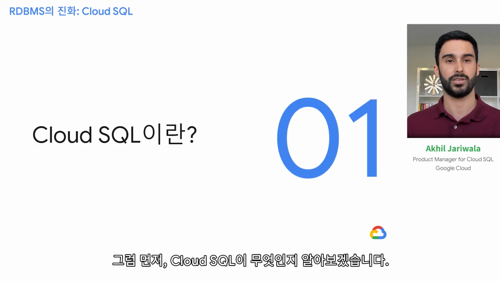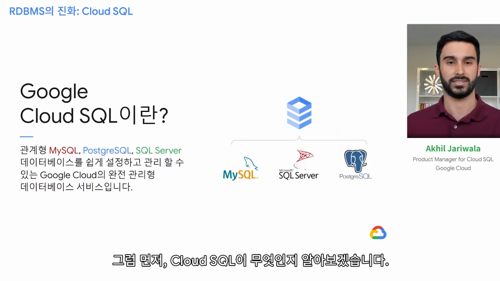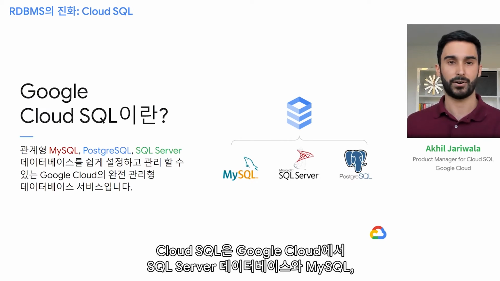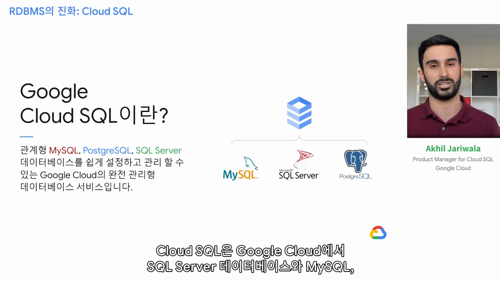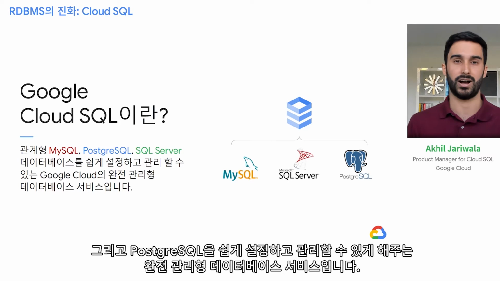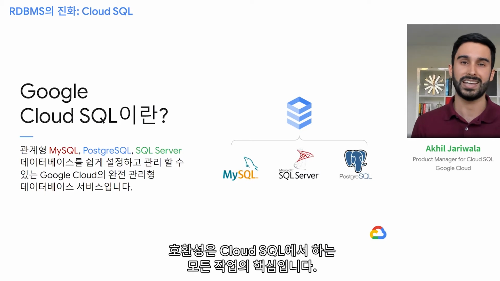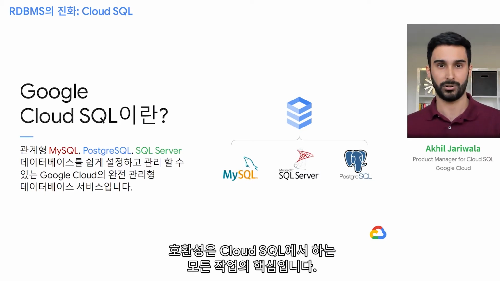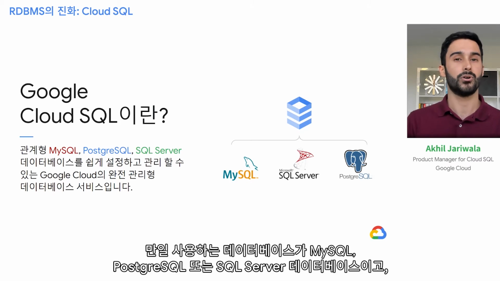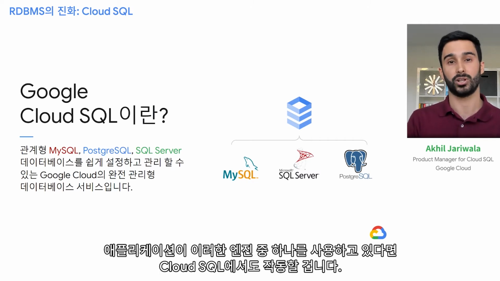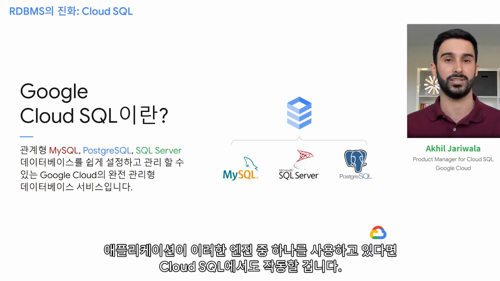So first, let's start off with an overview about what is Cloud SQL. Cloud SQL is a fully managed database service that makes it easy to set up and administer your MySQL, PostgreSQL, and SQL Server databases in Google Cloud. Compatibility is at the heart of everything we do at Cloud SQL. Our true north is that if your database is a MySQL or Postgres or SQL Server database, and your application relies on a database that uses one of those engines, it will work in Cloud SQL.